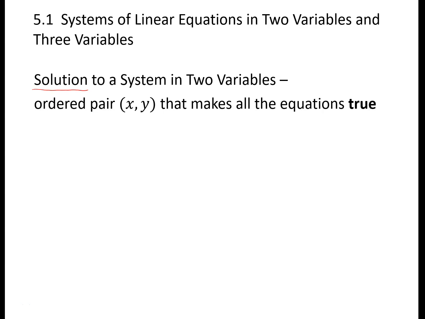When we use 2 variables in algebra, it's going to be x and y. The solution is going to be an ordered pair that makes all the equations true. When we say a system of equations, it just means more than one. So the problems that we're going to do in this first video are just going to have 2 equations, and they will have 2 variables in them. The solution will be an ordered pair, a value for x, a value for y.